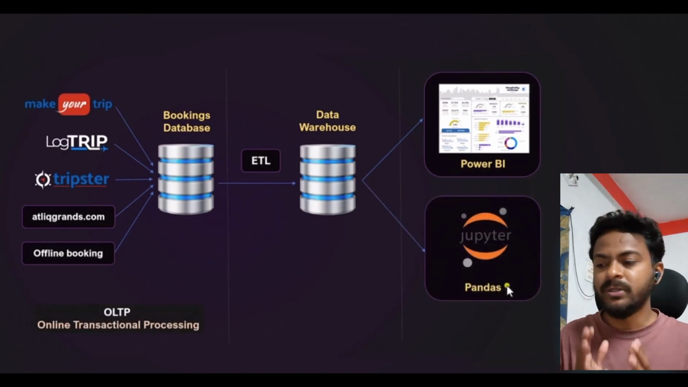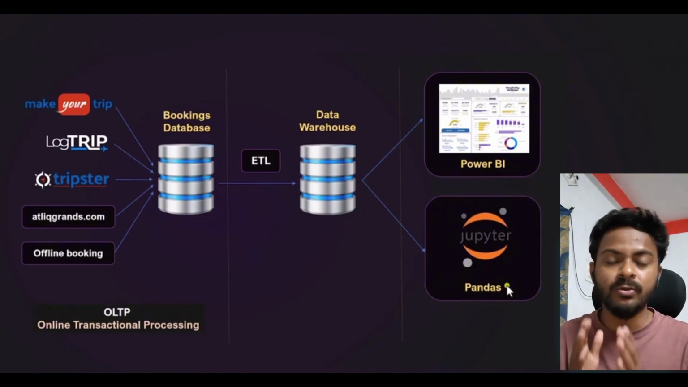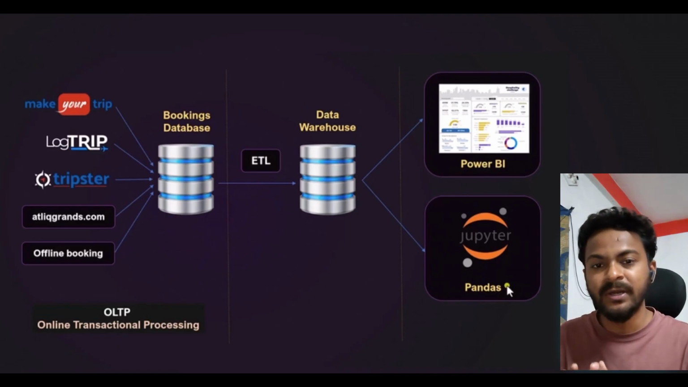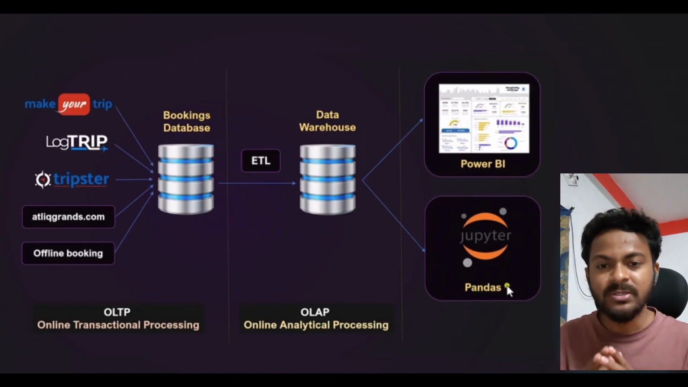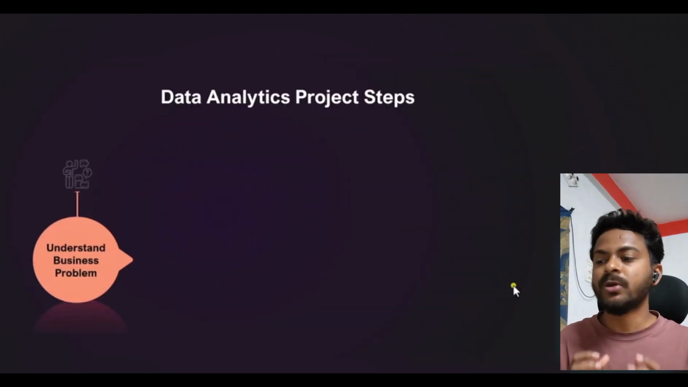The first part of this process is called OLTP, online transactional processing, because here we store all the transactional data. The second part is called OLAP, online analytical processing. Here in the data warehouse we are going to use this data and perform analytical solutions. In the project we are going to understand all the steps in a data analytics project.